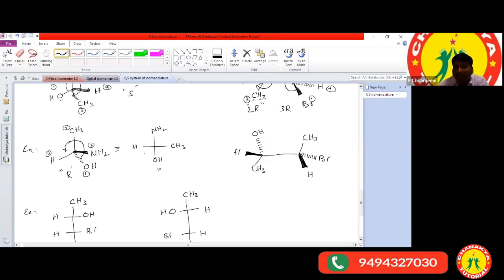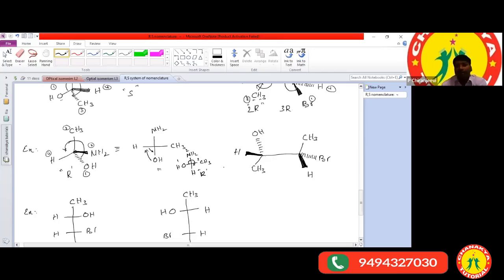So after conversion into the Fisher projection formula, if the OH is shifted to this side and hydrogen comes to this side, by the shifting you will get OH, NH2, CH3, H. Now H is present on the vertical line. 1, 2, 3: what isomer will you get? R isomer only now.